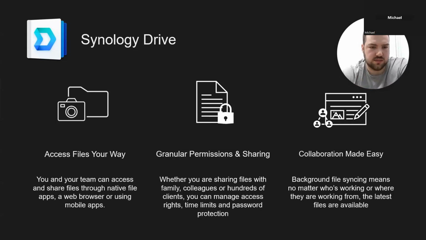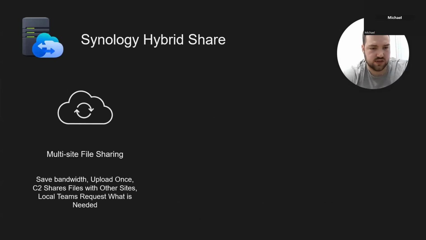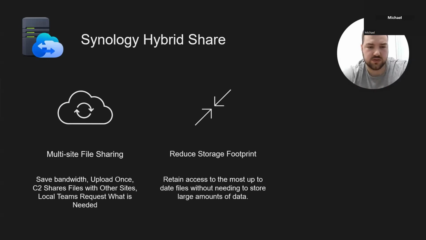That's really good, and that links perfectly onto the next option. ShareSync works brilliantly, NAS to NAS, nice and easy. But we also have Synology Hybrid Share, which is similar, but it links via the cloud. So you can share files via multiple sites and save bandwidth. You can upload it once to the NAS, which will then upload it to C2, and it then makes it available to NASs on other sites, so they can download it and work from it there. They'll only ever really need what they have, so it reduces that storage footprint.